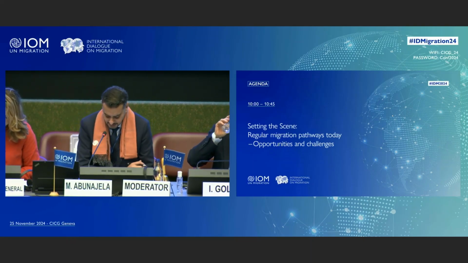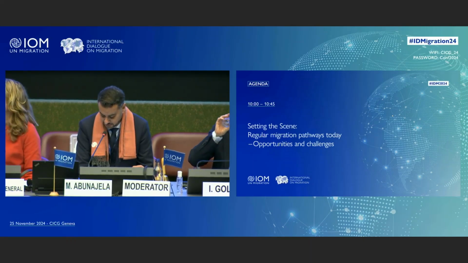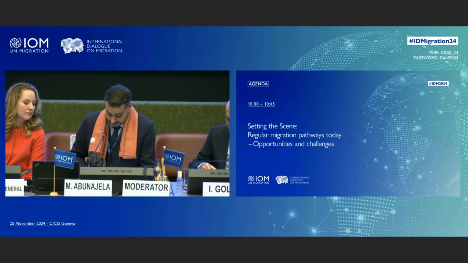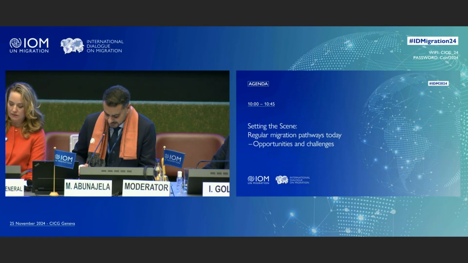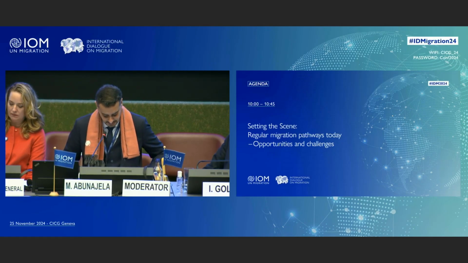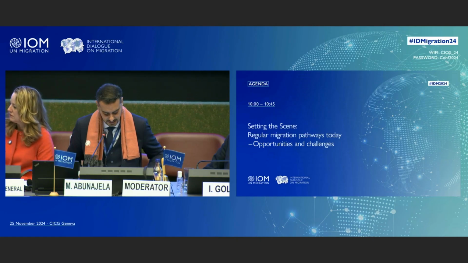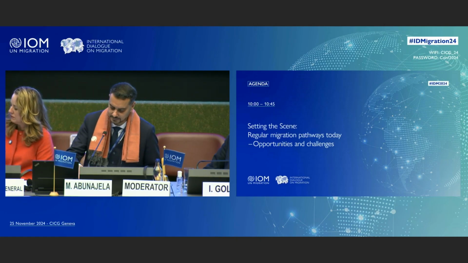Professor, given your vast expertise in the field of migrants' economic contribution, it would be really interesting to hear more about the diaspora economic engagement and how this engagement can better leverage the Global Compact for Migration and the realization of the Sustainable Development Goals. Over to you.